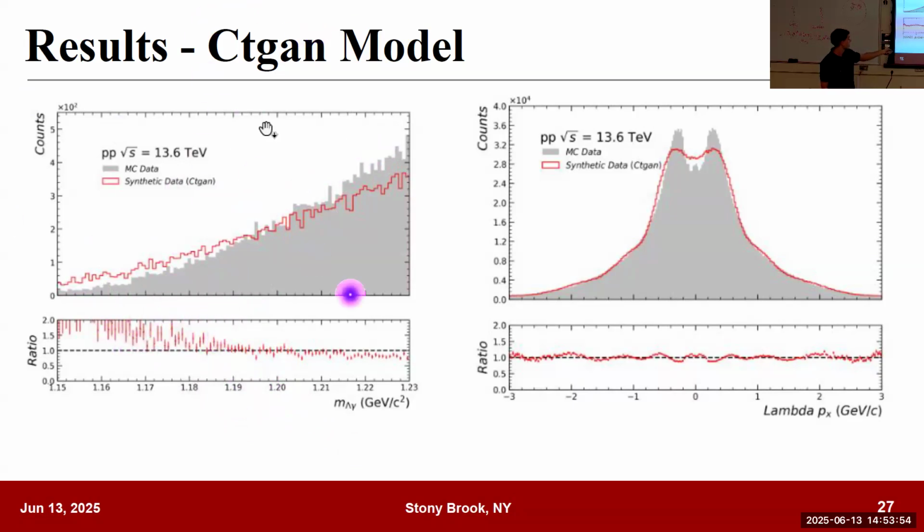And over there we have one of the other features, and we can see a difference between Monte Carlo and synthetic data at low px of the lambda, and some fluctuations in the ratio between the two distributions, which is expected to happen because of the way the CTGAN actually works. It's called mode-specific normalization. I can explain later if I have enough time.